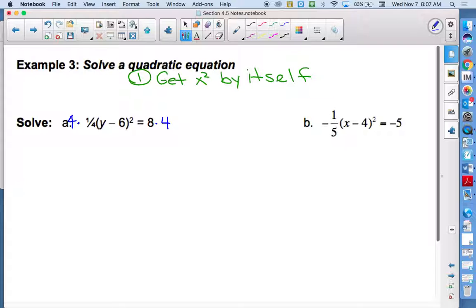So 1/4 we can multiply by the reciprocal of 4. This is still y minus 6 squared. And Emma, 8 times 4 makes 32. Okay, so now we have y minus 6 squared. How do you think you can get rid of that squared part?